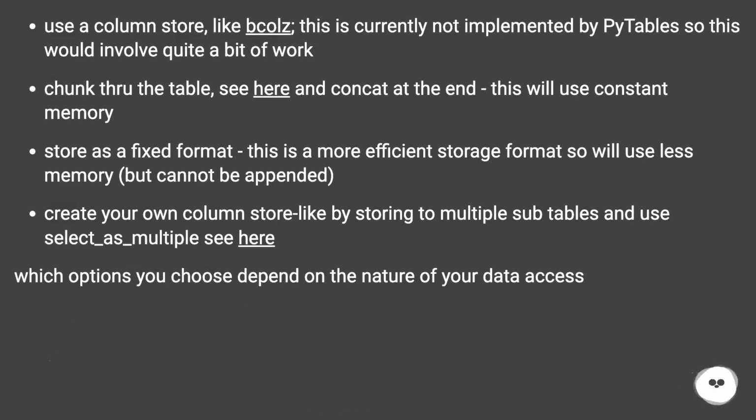Chunk through the table, see here, and concat at the end. This will use constant memory. Store as a fixed format. This is a more efficient storage format so will use less memory, but cannot be appended. Create your own column store like by storing to multiple subtables and use select_as_multiple, see here. Which option you choose depends on the nature of your data access.